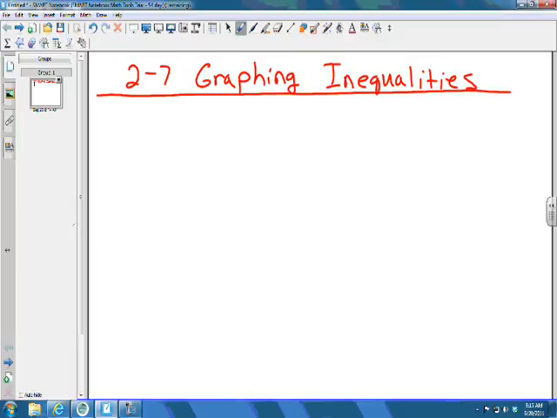So 2.7 is basically graphing lines and then shading one side or the other. We've graphed lines many times in the past, and I'm sure we've done inequalities as well. So there shouldn't be anything new, maybe a little more in depth. We're going to go through some examples here of how to do them. 2x plus 3y is greater than 6.